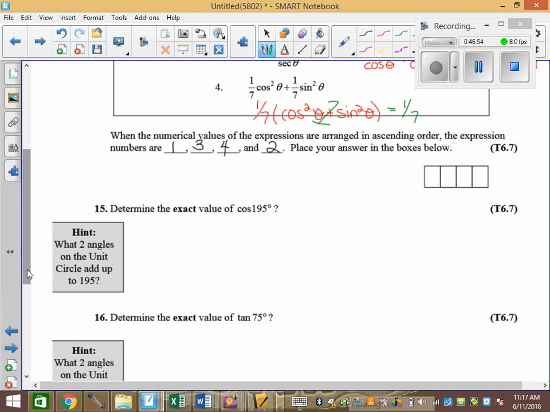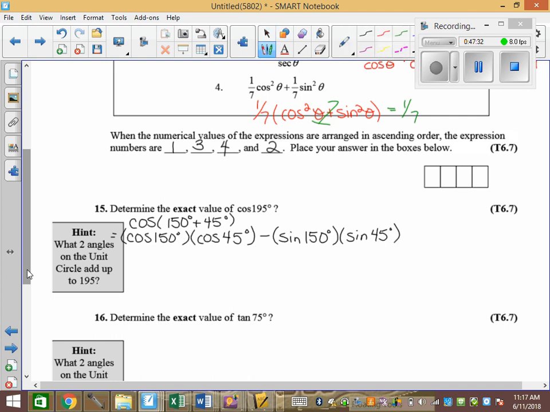Cos 195. Is that on your unit circle? Are its friends on your unit circle? What friends? Which ones did I pick? Yeah. So cos 150 plus 45, which is cos 150 in brackets, cos 45 in brackets minus sine 150 sine 45.